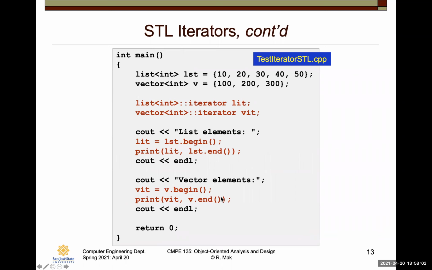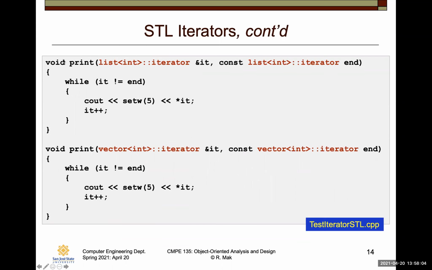And we do the same thing with the vector. Same thing here, but we have to have another print function because this is a different data type. Otherwise the code is the same. So if we had more containers coming from the standard template library, we would have to have a separate print function for each one of them, again because there is no iterator superclass, so we cannot use coding to the interface.